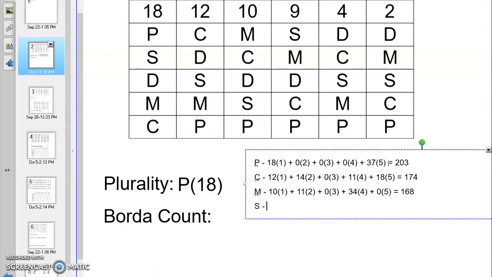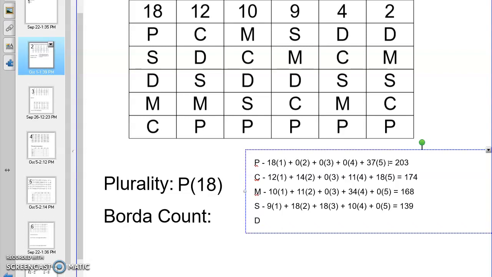For S, 9 first place votes, 18 second place votes, 18 third place votes, 10 fourth place votes, and 0 fifth place votes. And that scores 139. And finally the D, which is Dr. Pepper, 6 first place votes, 12 second place votes, 37 third place votes, 0 fourth place, and 0 fifth place votes. And that total is 141.